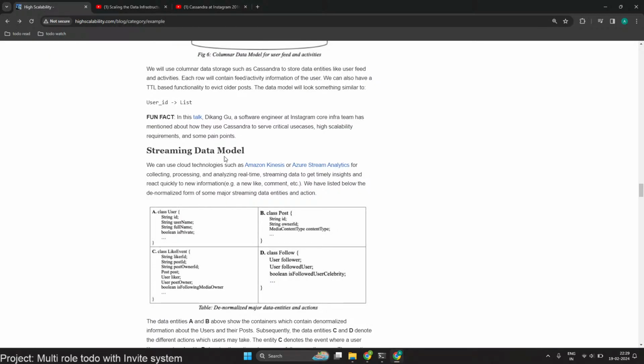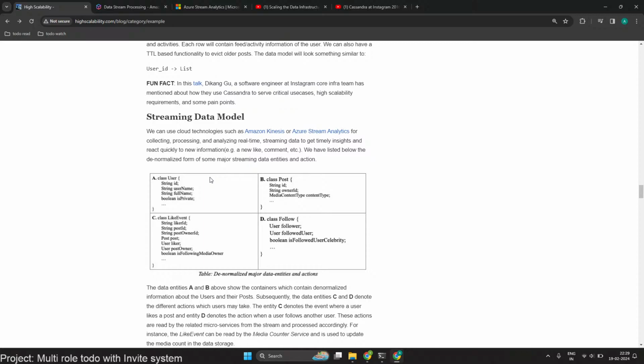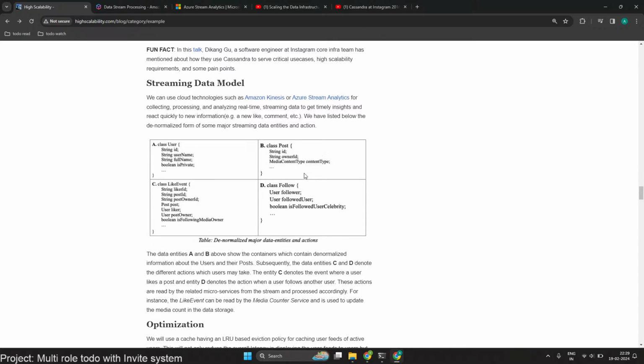Okay, so for the streaming data model, we use cloud technologies like Amazon Kinesis and Azure Data Analytics to analyze real-time streaming data, to get insights and react to new information. Some of the major streaming posts follow.